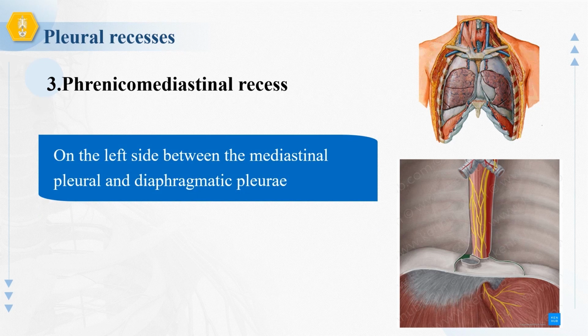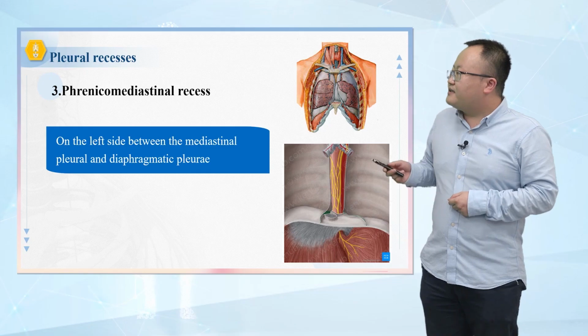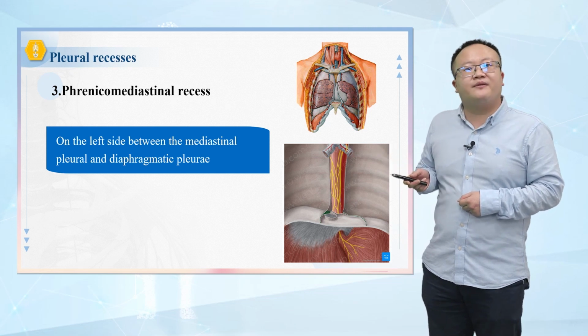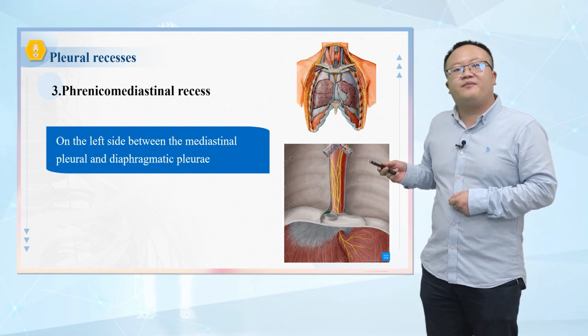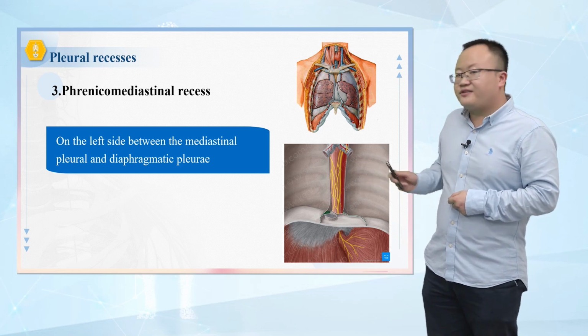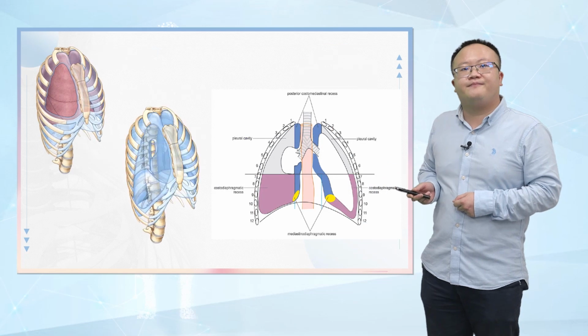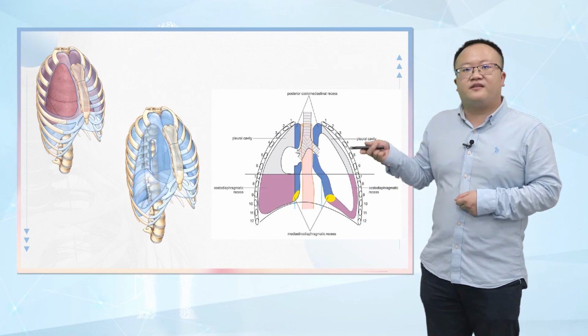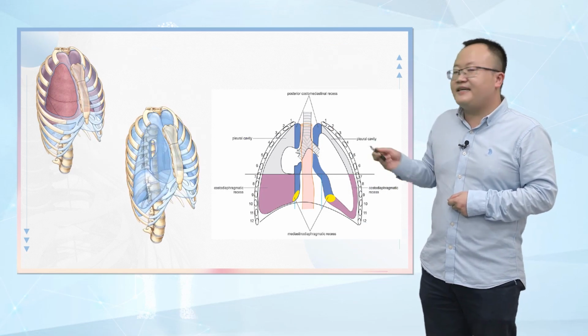The third one is the phrenicomediastinal recess. It's on the left side between the mediastinal pleura and the diaphragmatic pleura. It's shown in the picture. This picture is an illustration of the recesses.